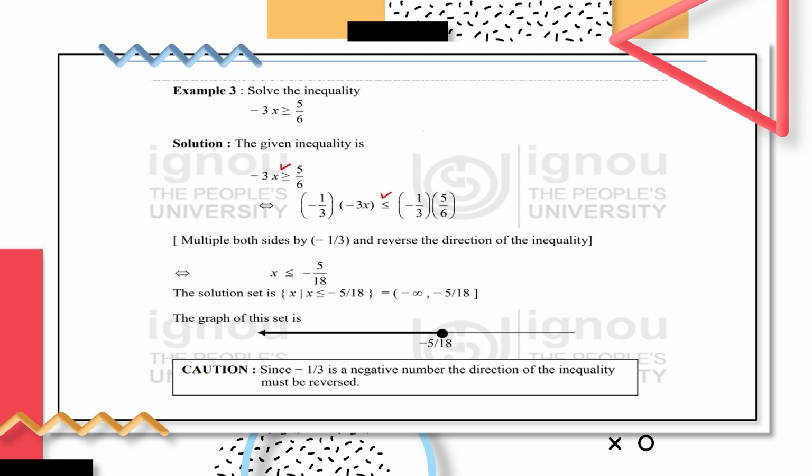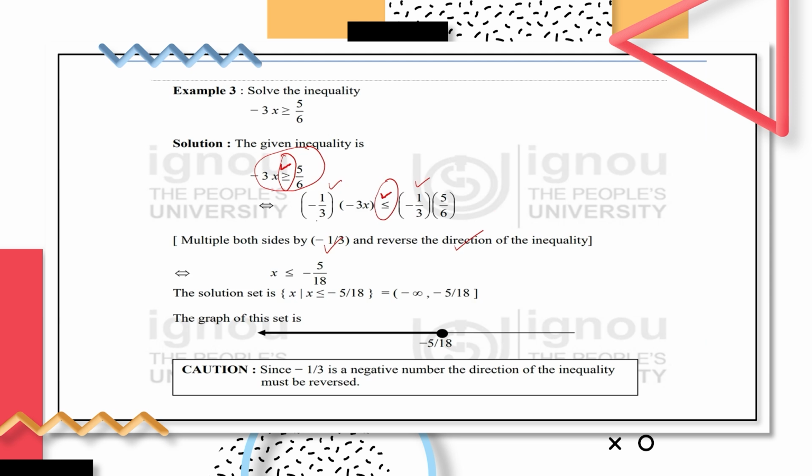So over here minus 3x greater than or equal to 5 by 6 is the given inequality. Now we are multiplying both sides by minus 1 by 3. So you see that the symbol greater than or equal to, because we are multiplying both sides by minus 1 by 3, which is a negative number, is reversed. That is, greater than or equal to is transformed to less than or equal to. That is, multiplying both sides by a negative number, the direction of the inequality is reversed.